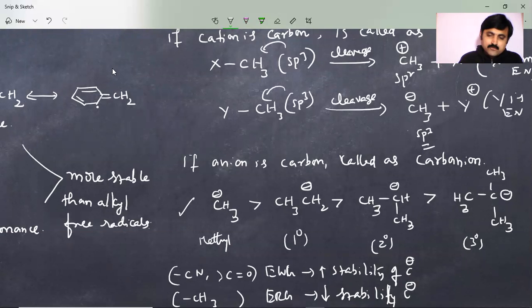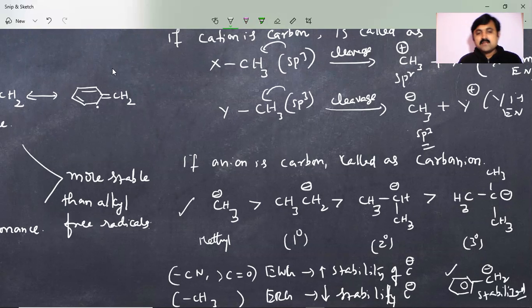In the case of the benzyl carbanion, as I have told, a CH2 group attached to a benzene ring is benzyl. So this can also get stabilized by resonance. Like we have written earlier for the free radical, this can also be understood in that way.